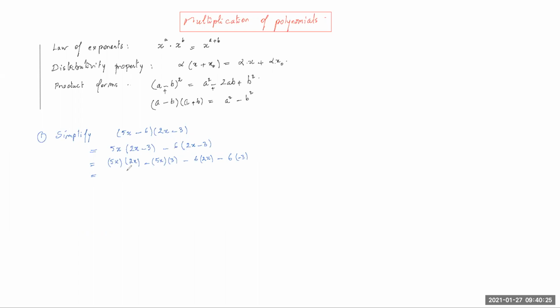So 5 times 2, by commutativity, is 10. x times x, we use the law of exponents, it will be x squared. Then minus 5 times 3, 15x, here minus 12x, and here plus 18. Then you group the terms: minus 27x and plus 18. So here is my product. Now let's do one more.